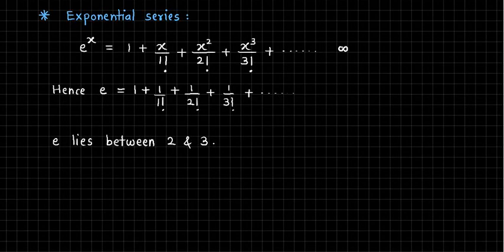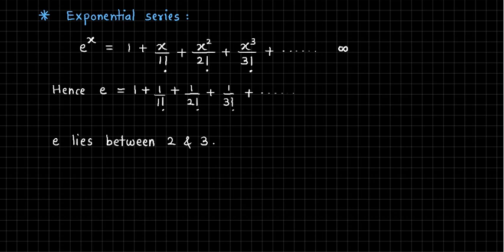Based on this, suppose we want to find out the value of e, which is nothing but e raised to 1. So we put x equal to 1 in the original series, and hence we get the value of e as 1 plus 1 upon 1 factorial plus 1 upon 2 factorial and so on.